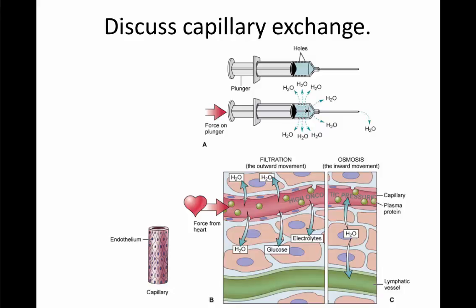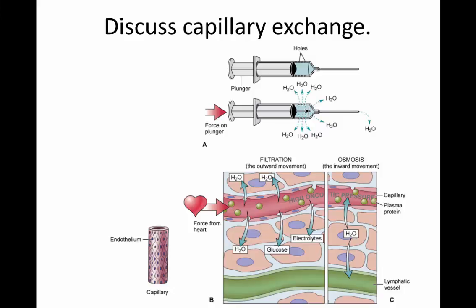Because there's high pressure within the capillary, the fluid and the components within the fluid actually move out of the capillary to the surrounding cells. Another type of pressure that's important is oncotic pressure. It's involved with osmosis, and this is inward movement.